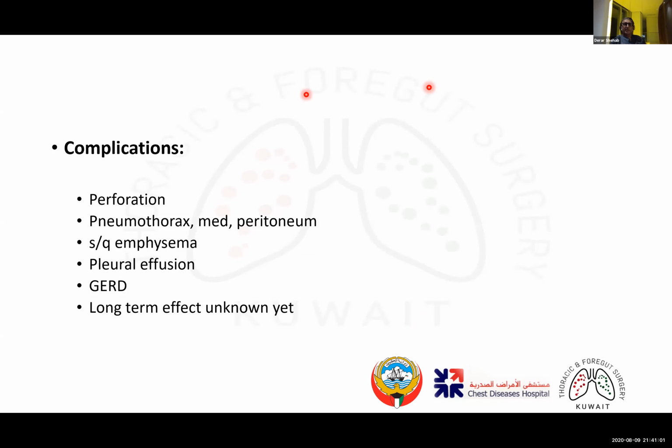The possible complication is perforation that we're worried about, and unfortunately, so far we don't have long-term data for the effects. But so far, the people are very happy. The satisfaction is very high, and the complication is very low.